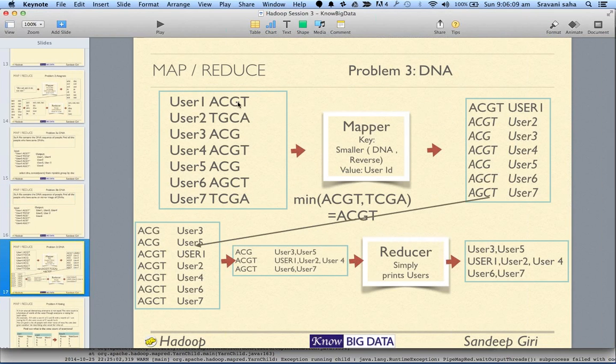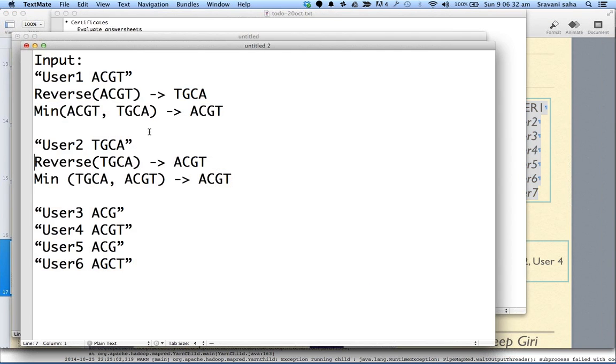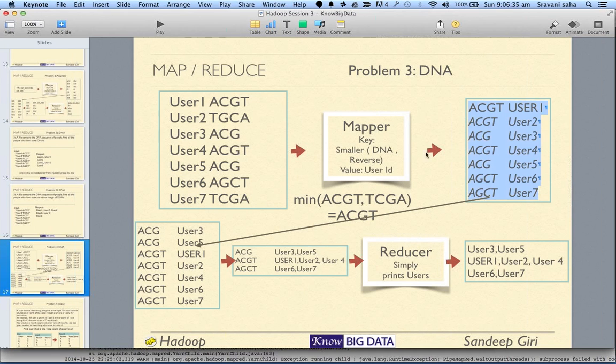Now this is what will happen. If you keep the smaller of the DNA or its reverse as the key, these are the keys that will be formed. Does anybody have a doubt about it? The first one, user 1, the key will become ACGT and user 1. For the second one, the key will become ACGT. Why is the key for the second one ACGT? It's the smaller of the DNA itself and its reverse, right? And the smaller is ACGT. In the third case, ACG and user 3, and ACGT stays as is, and so on, right?